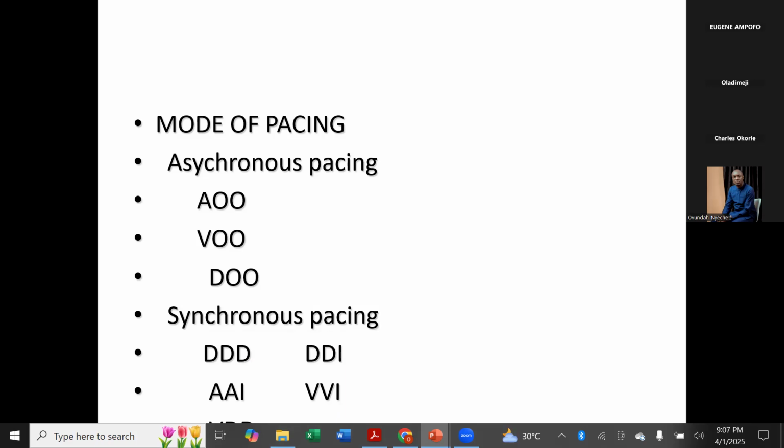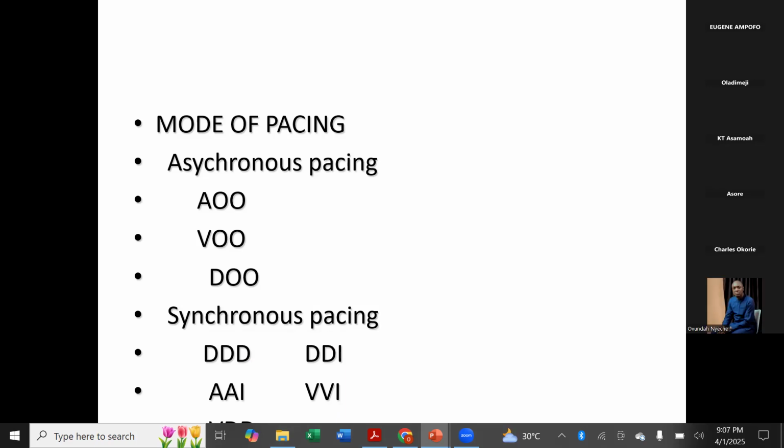Okay. I'll explain again because this is very important. So you have a patient that has a dual chamber pacemaker, right? Because it is a dual chamber pacemaker, it can sense both the atrium and ventricle. So that gives you another D, right? Then it can inhibit and it can trigger, right? So that's the third D.